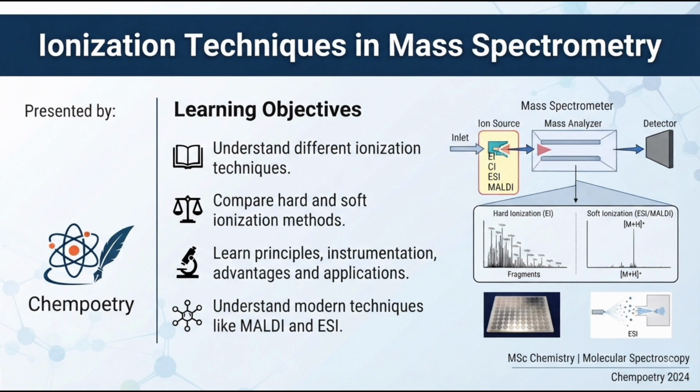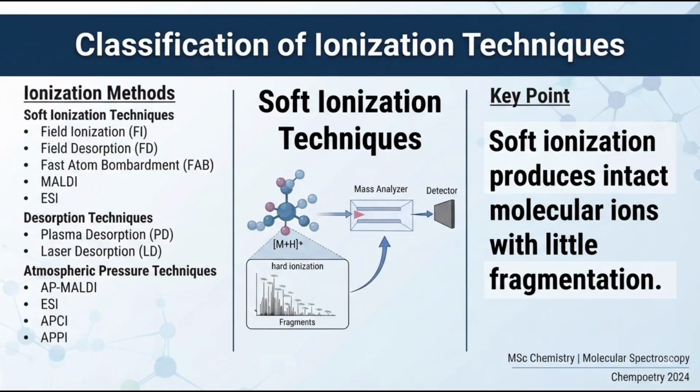But now let's first classify the ionization techniques. Broadly, in mass spectrometry, ionization methods can be divided according to how much energy is transferred to the molecules. The two important categories are hard ionization and soft ionization. In hard ionization, a relatively high amount of energy is transferred to the molecule. As a result, the molecular ion can be broken into several smaller ions.